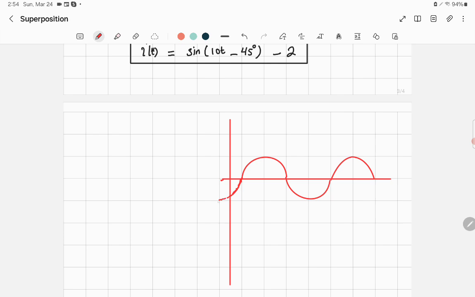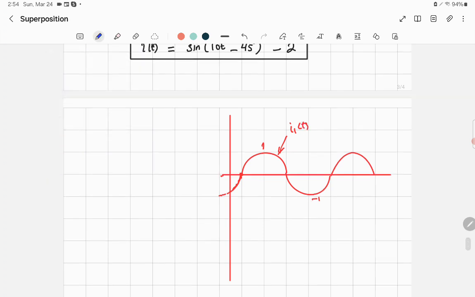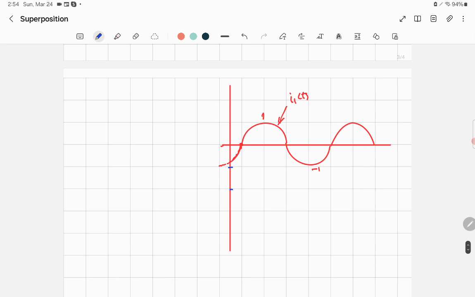And that's the 45 degree starting. So that's right, 1 and negative 1. That's I1. I2 is equal to negative 2. It's a DC. So that's 1, 2, that's negative 2. So I will have it like that. And that's I2. Now I want to add them.